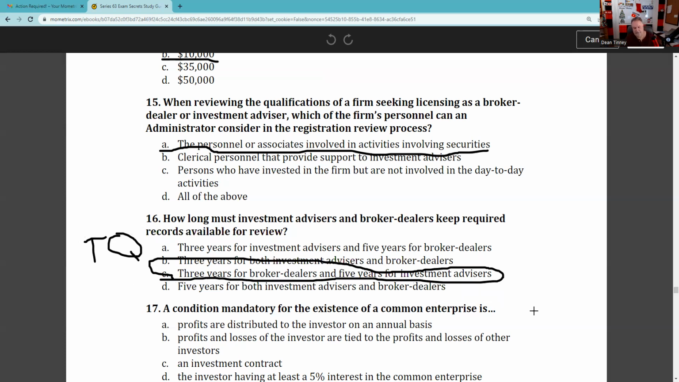content. And then I would know that, remember, that was 3 years for broker-dealers, 5 years for investment advisors. And then once again, remember the state administrator cannot impose upon me a higher standard as a broker-dealer than I have to meet for the SEC.